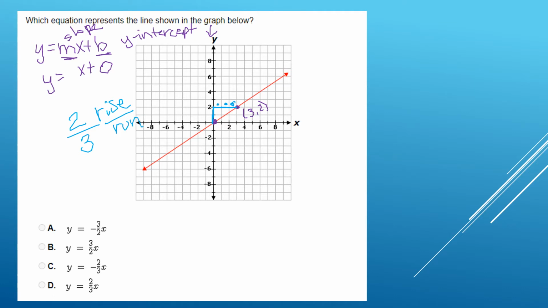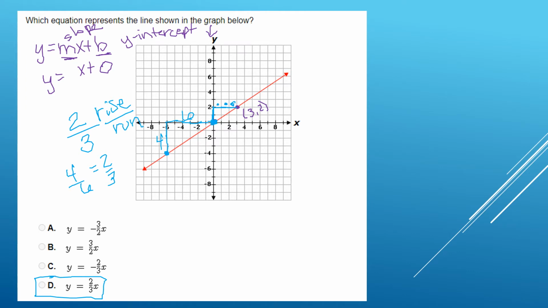Start with one point, go to another. It does not matter if I picked this one down here to go to this one. I would rise 1, 2, 3, 4, and I run 1, 2, 3, 4, 5, 6. So 4 over 6 is the same as 2 over 3. So no matter what 2 points you pick on that line, the slope will always be the same. This one would be 2/3.